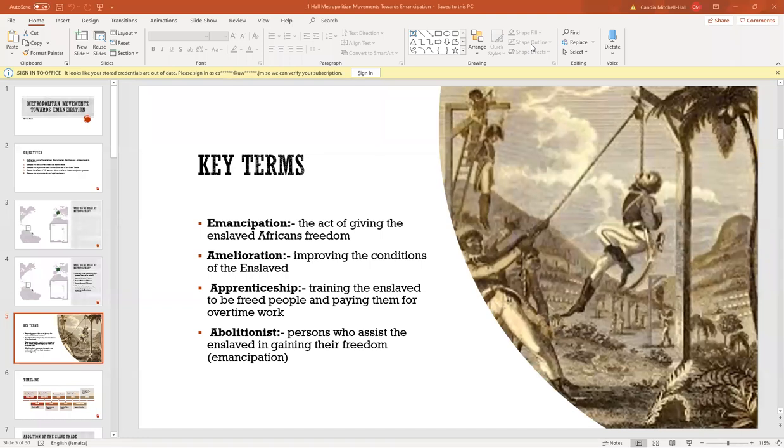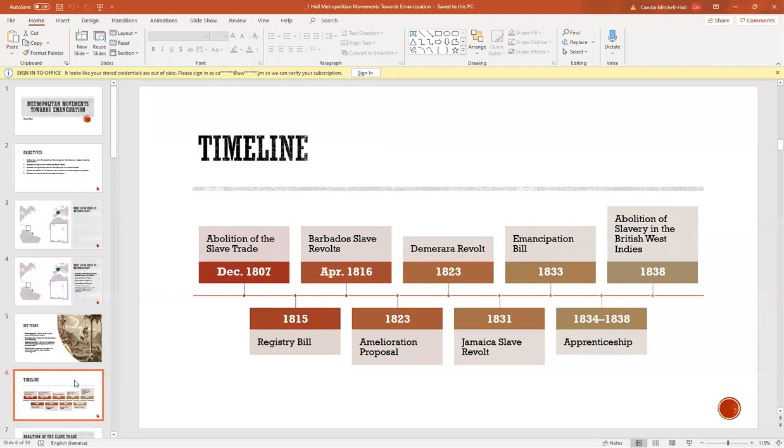All right. Kristen, what do we mean by metropolitan? Sir, the parent colony. The parent colony. Excellent. Haley Beckford, when we talk about emancipation, what are we talking about? Sir, speaking about giving the enslaved Africans their freedom. Very good.